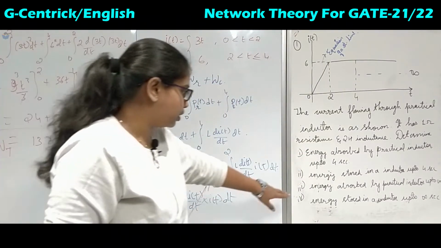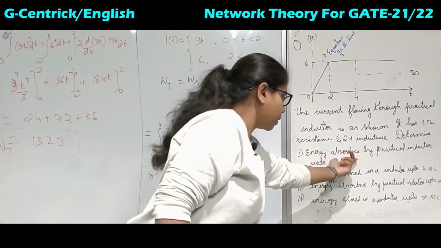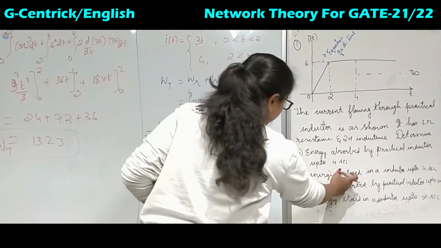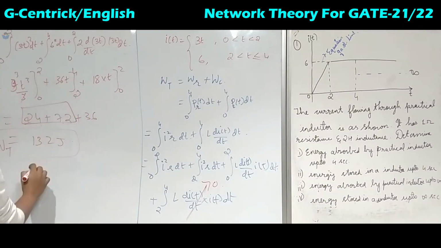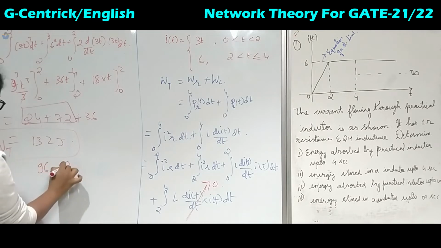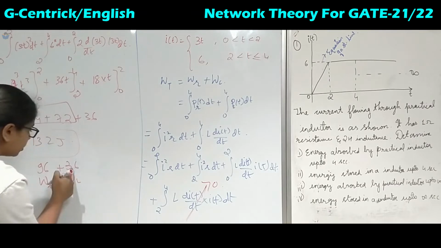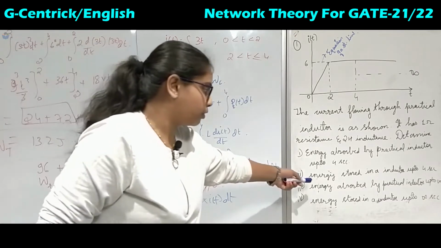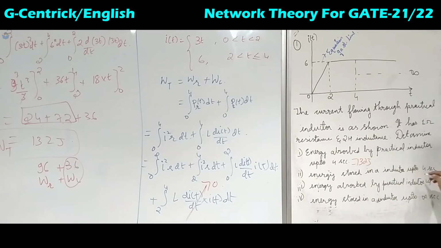Okay, so in the second question we have the energy stored in an inductor up to 4 seconds. In the first one it was absorbed; in the second one the word is changed to stored. Now if it is only stored in an inductor, then what we can do, see, this is 24 plus 72, that is 96, plus 36. So this is nothing but the energy of the resistor, and this is the energy stored in the inductor. So this is the answer for the second question. The total is 132 joules and here we have 36 joules.